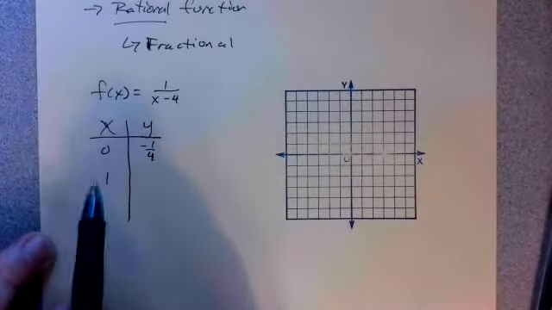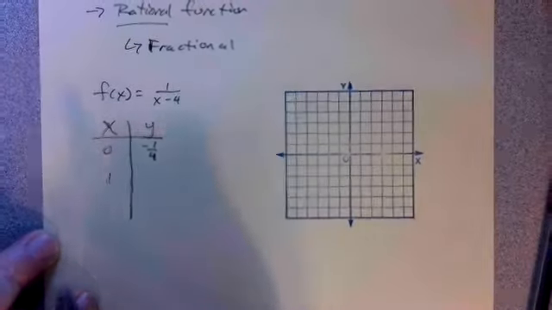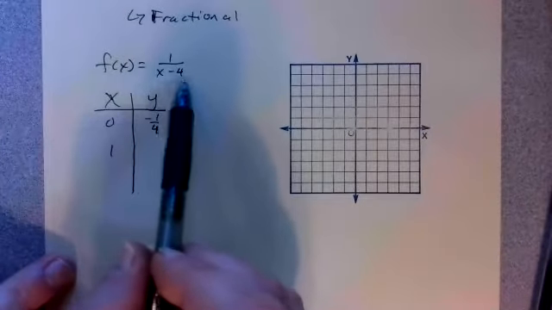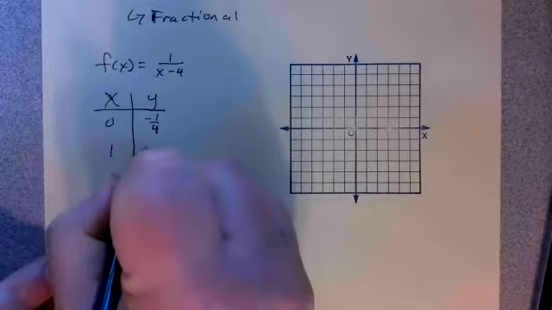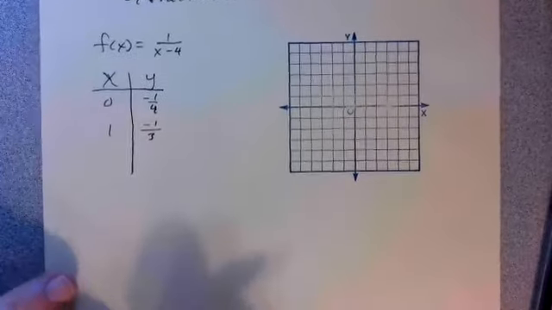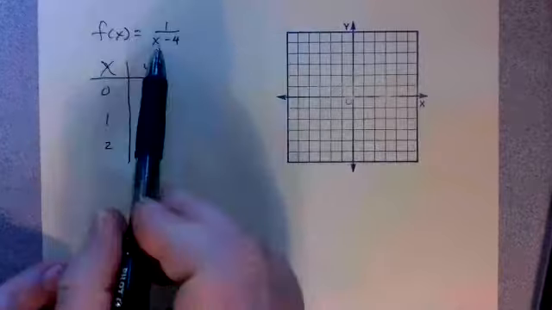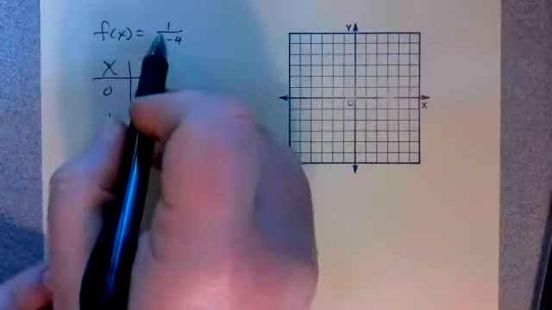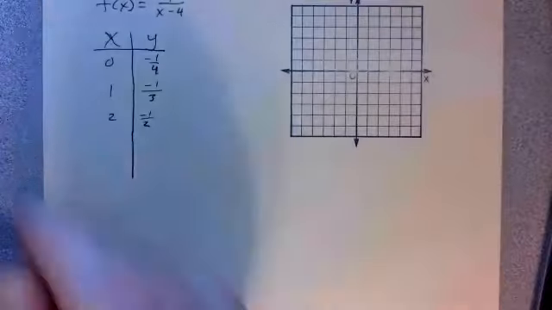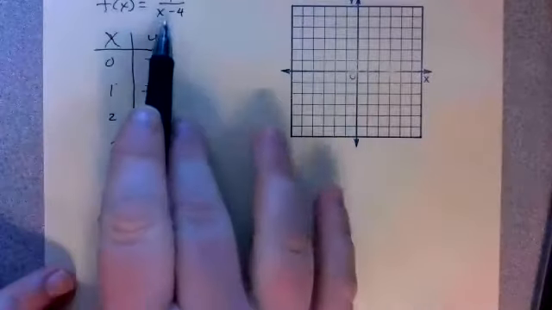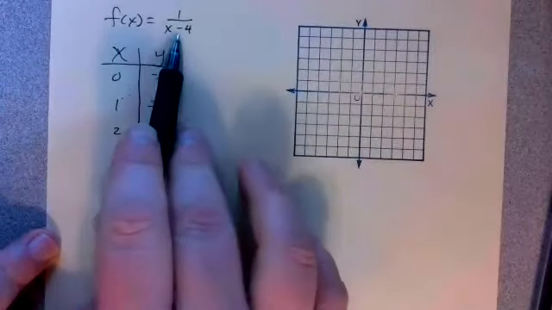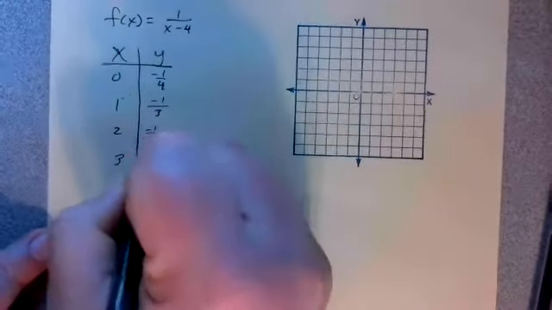If I plug a 1 into this thing, I'm just picking random x values. So 1 over 1 minus 4. 1 minus 4 is a negative 3, so I'd end up with a negative 1/3. And if I plug a 2 in, 1 over 2 minus 4, I'd end up with a negative 1/2. And if I plug a 3 in, 1 over 3 minus 4, so 3 minus 4 is negative 1. 1 over negative 1 is negative 1.